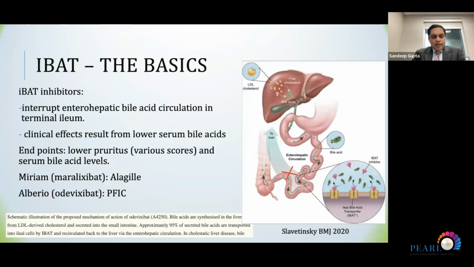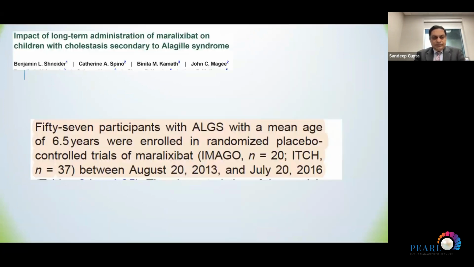Talking about long term, I want to talk about IBAT drugs. IBAT is ileal bile acid transporters, and IBAT inhibitors inhibit or interrupt the enterohepatic circulation of bile acid, resulting in lower pruritus and lower serum bile acid levels. There are two main drugs that have been studied: maralixibat, the study was in Alagille, and odevixibat, which was in PFIC, progressive familial intrahepatic cholestasis. We'll talk about the two studies in the next few slides.